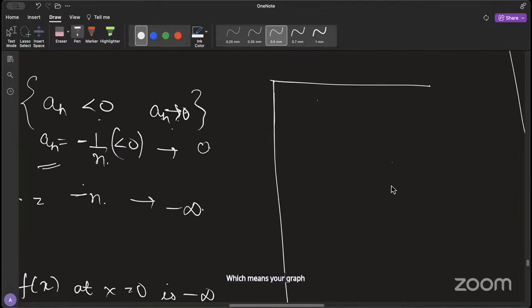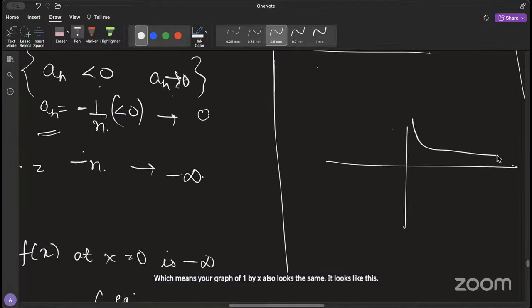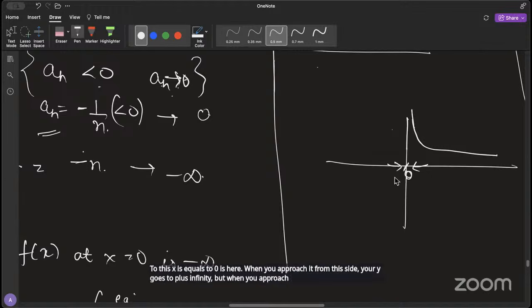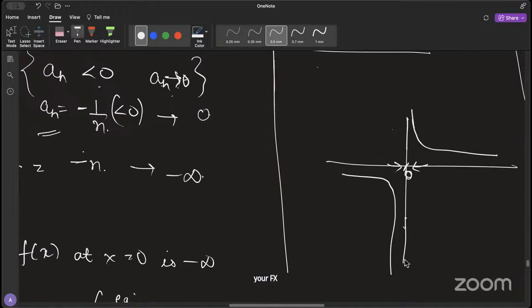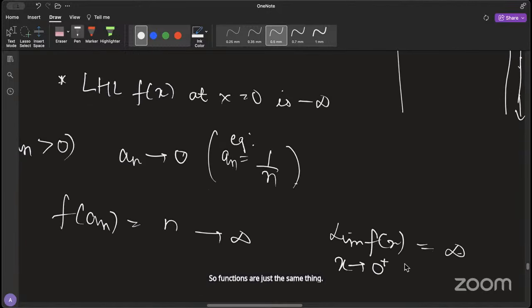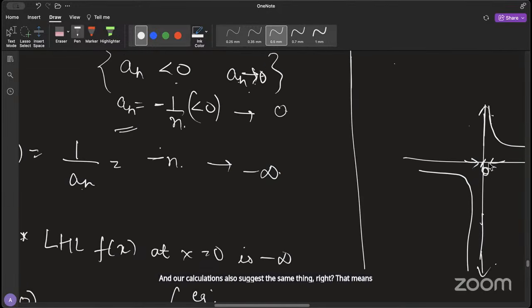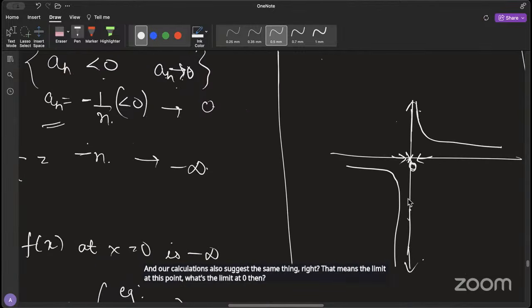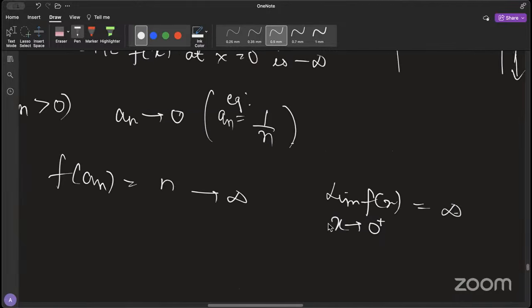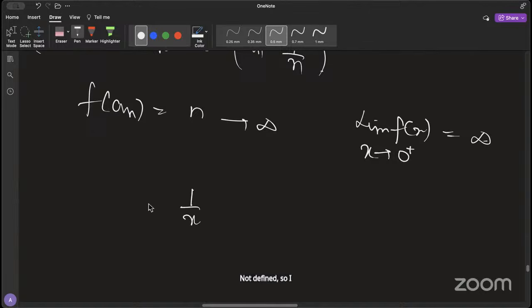which means your graph of 1/x also looks the same. It looks like this. When you approach x equals 0 from this side, your y goes to plus infinity, but when you approach from the left hand side, your f(x) goes to minus infinity. So your function suggests the same thing, and our calculations also suggest the same thing. That means, what's the limit at 0 then? Not defined. So I can say 1/x, limit x tending to 0 does not exist.